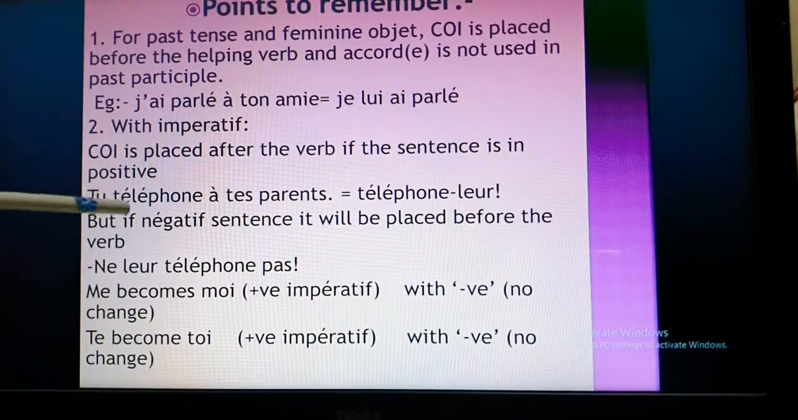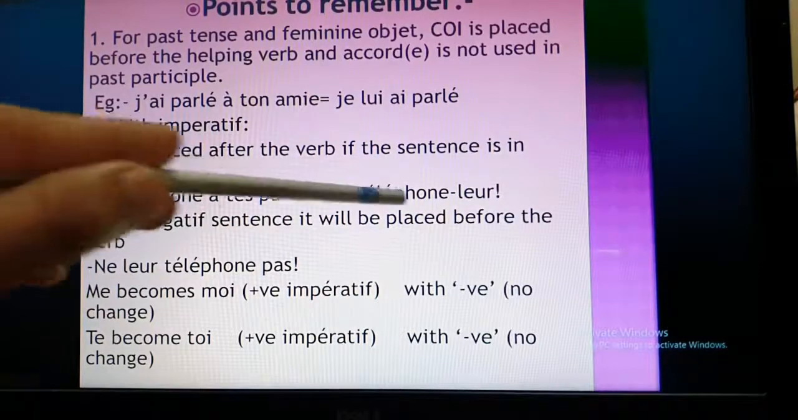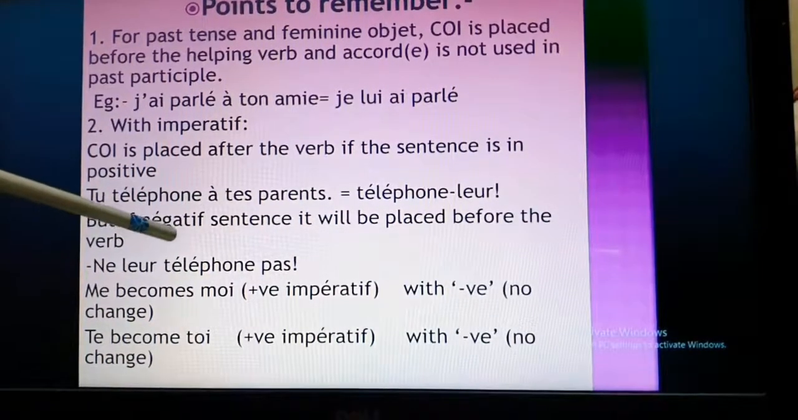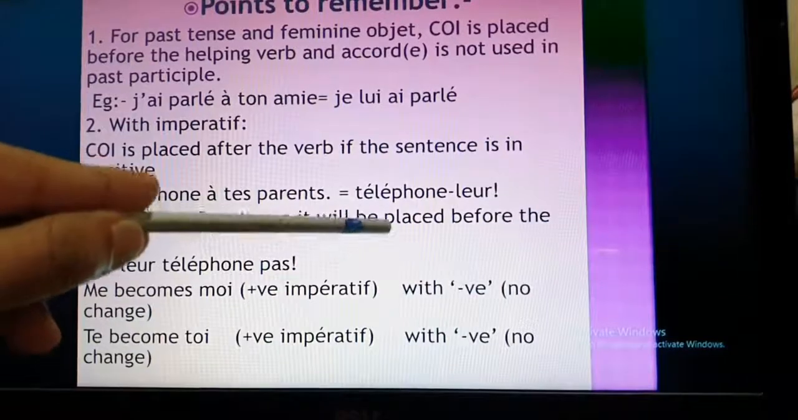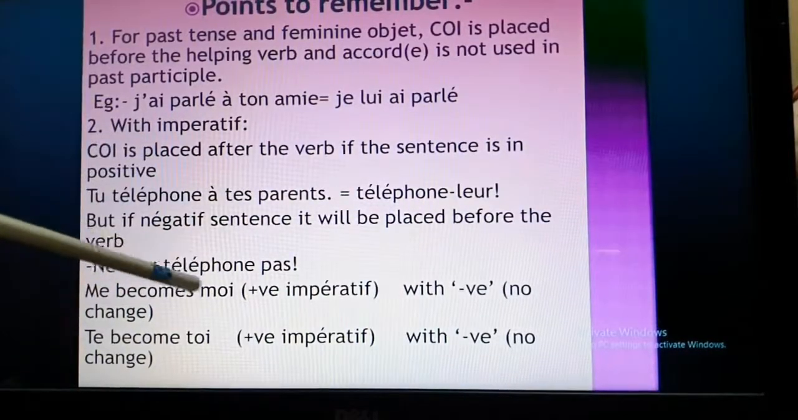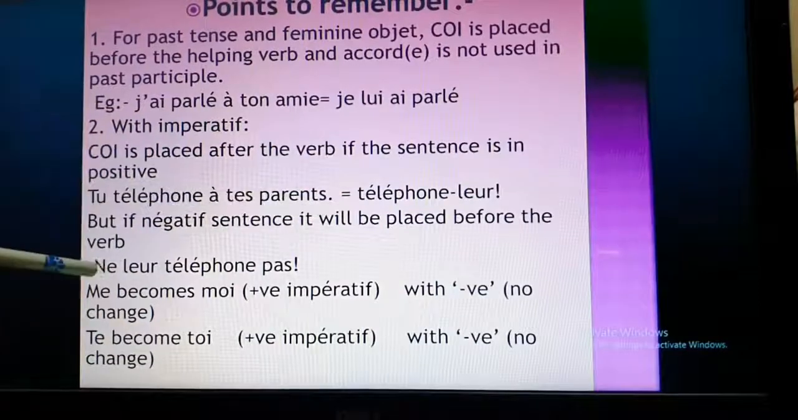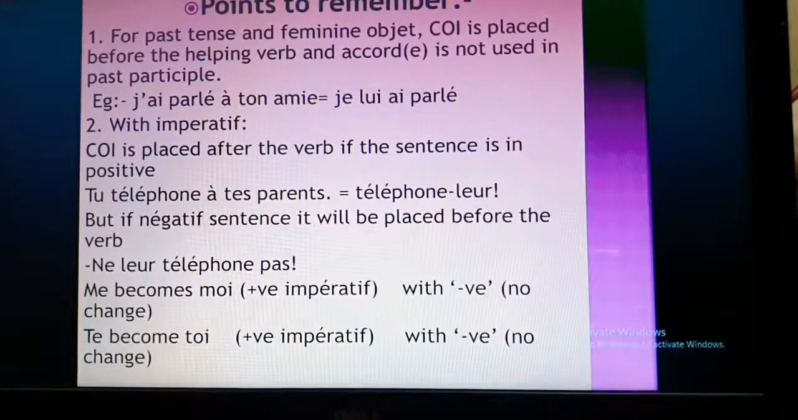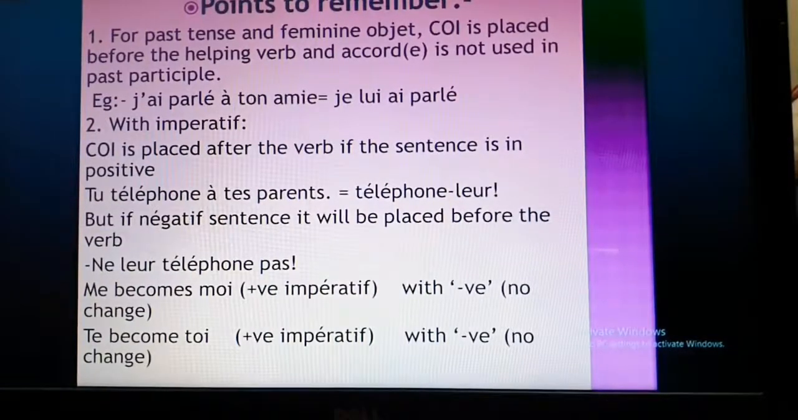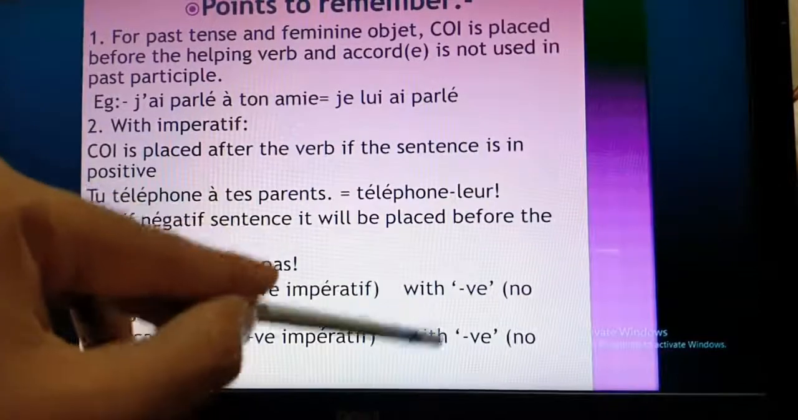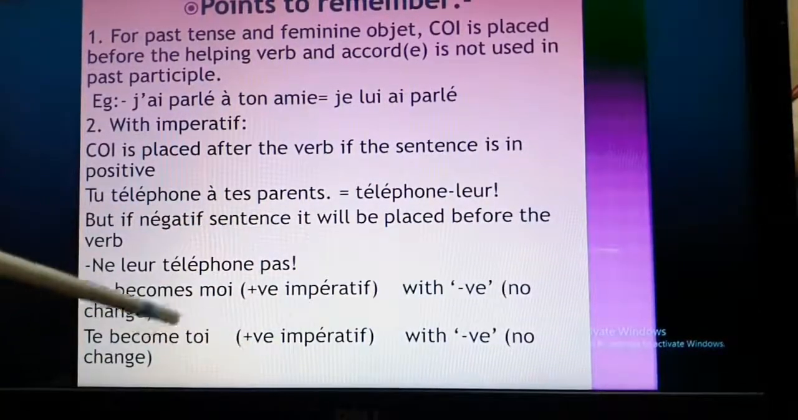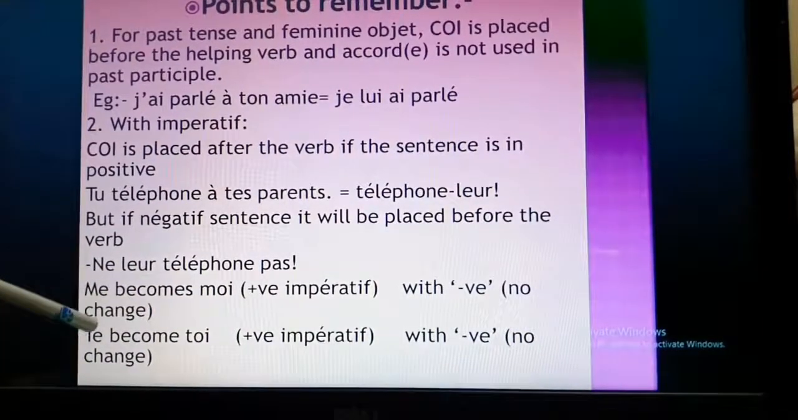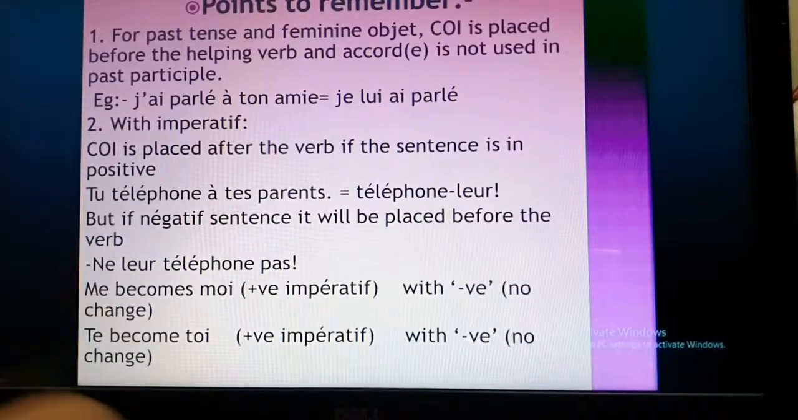Now with imperative, COI is placed after the verb if the sentence is in positive form. For example, tu téléphones à tes parents. So téléphone-leur, call them. But if it is a negative sentence, it will be placed before the verb. That means leur will come before the verb. Ne leur téléphone pas. In the same way, me becomes moi and te becomes toi in the positive imperative. But with negative, we don't have to change moi, toi. It will remain the same as me and te.